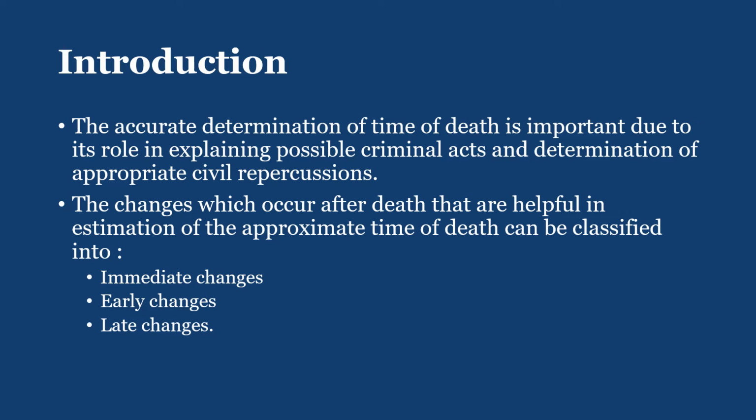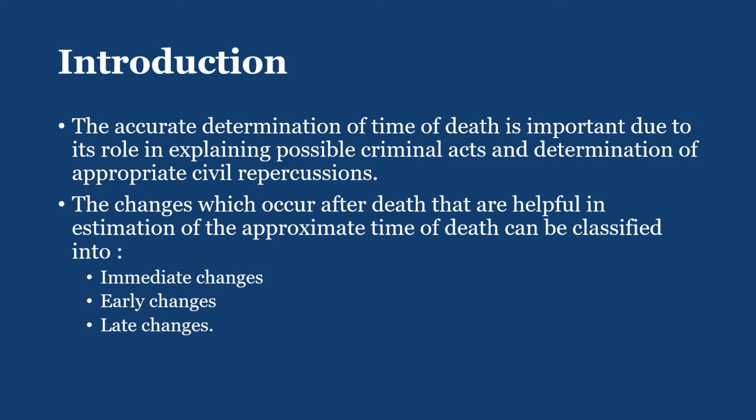Introduction. The accurate determination of time of the death is important due to its role in explaining possible criminal acts and determination of appropriate civil repercussions. So the changes which occur after death are helpful in estimation of the approximate time of death, and this can be classified and understood in three different parts.